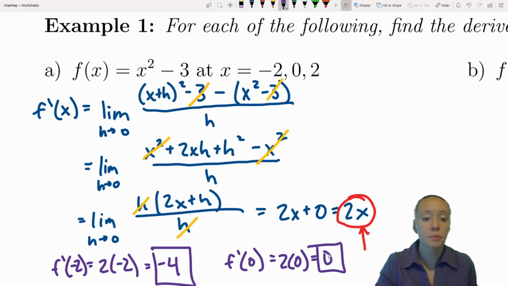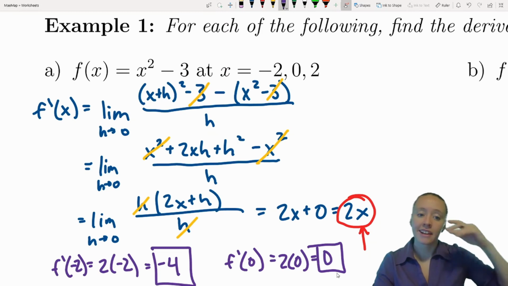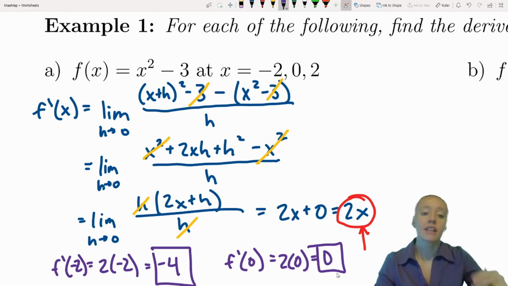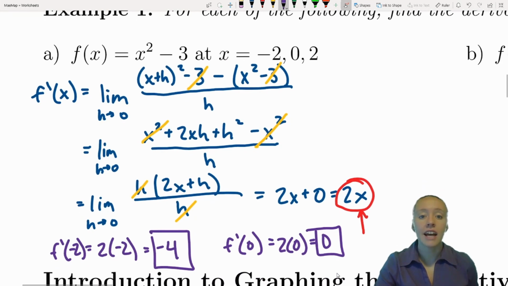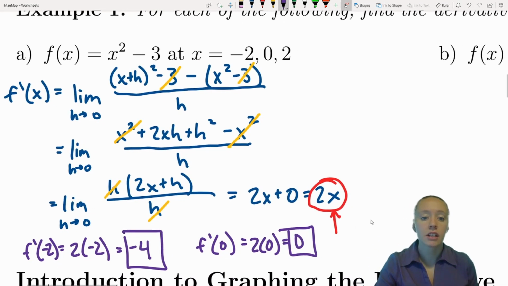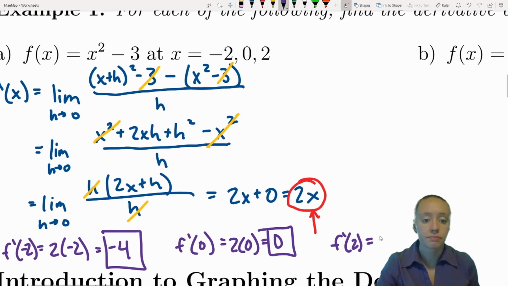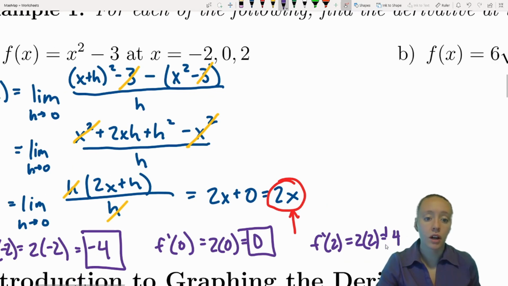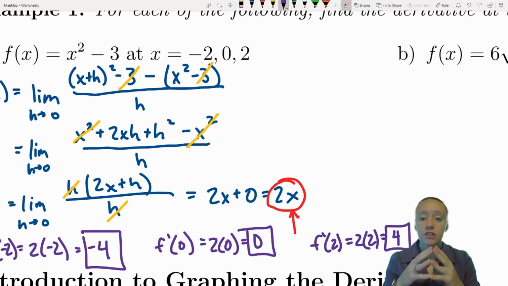A slope of 0, what technically is that? That's going to be a horizontal tangent line if we were to create that equation of the tangent line. And then lastly, plugging in 2 for x, f prime of 2, that's going to be equal to 2 times 2, which gives us 4. And that's the derivative at each of those given x values.